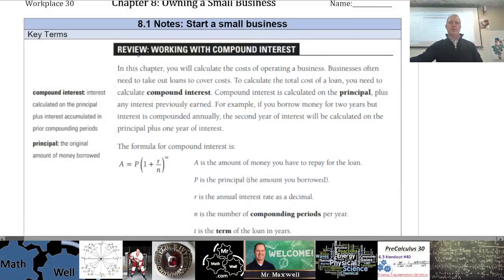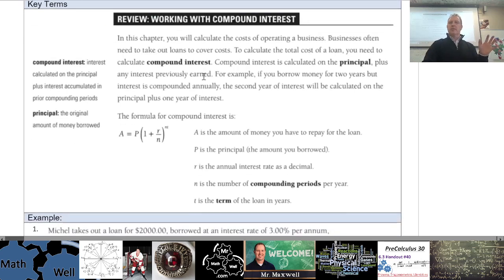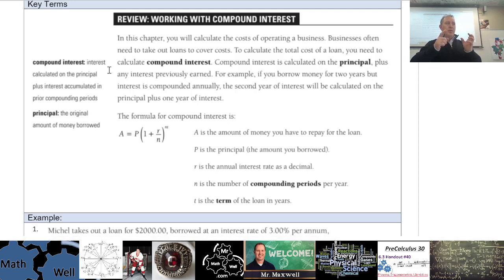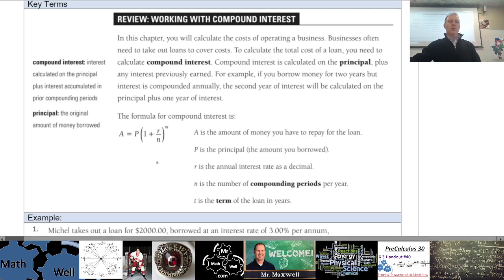All right, so it's Workplace 30, Section 8.1, with the notes here. So a couple things we need to know. Compound interest. So compound interest is interest that's calculated on the principal amount plus any other interest that's already previously been accrued or been added on. So there's a special formula for that.